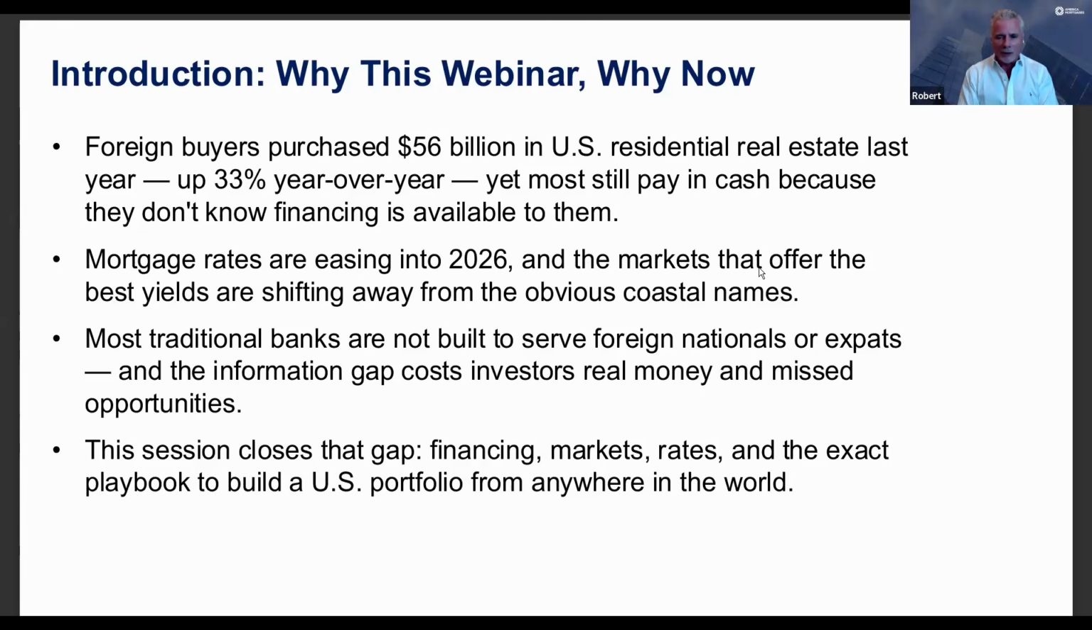So with mortgage rates, we expect to see some easing. We did not see movement when everybody expected potentially an increase, so I think that's been to our benefit.